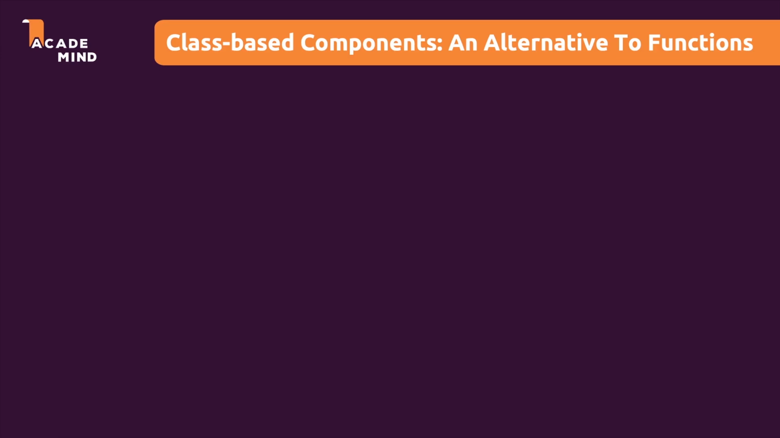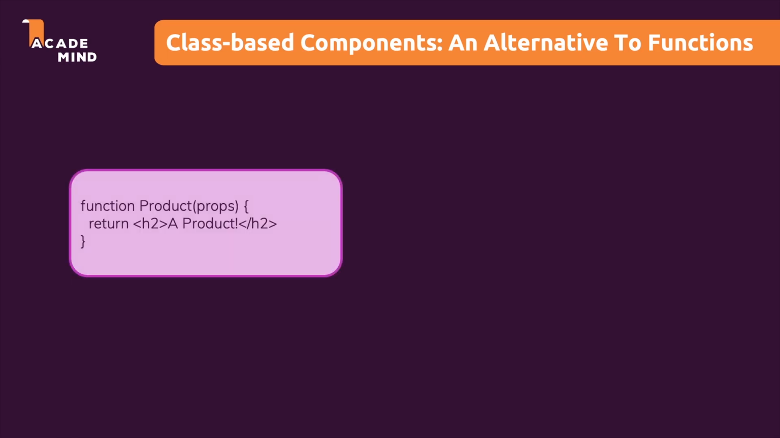Now, as I mentioned in the last lecture already, class-based components exist and they are an alternative to functions. Up to this point, when we built components, they looked something like this. Of course, instead of the function keyword, we might have used const and stored an arrow function in there, but either way, we simply built a function. That is what we did.